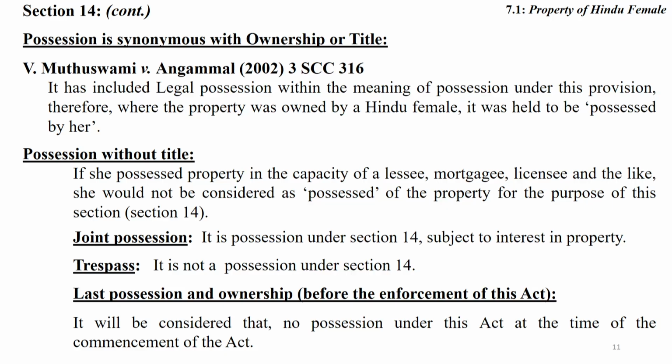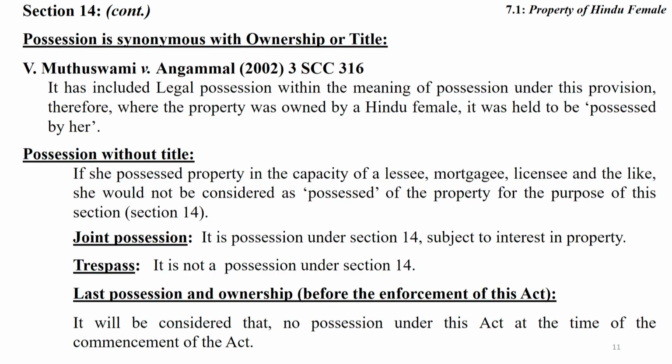Friends, now we have certain other illustrations where she possessed certain property without the title. For example, if she possessed the property in the capacity of lessee, mortgagee, licensee and the like, she would not be considered as possessed of the property for the purpose of this section. Friends, possession must be with title. If she possessed something without title in the form of mortgagee or licensee, then the property cannot be considered her absolute property. Friends, now the next point is joint possession.